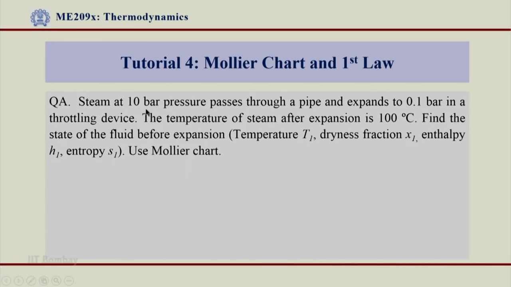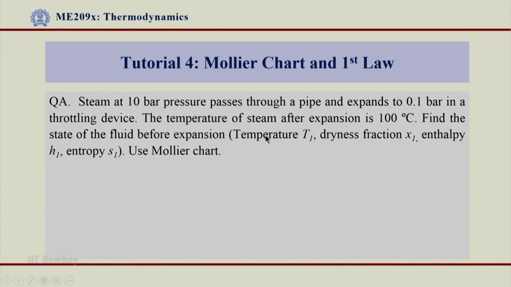Please understand the problem. Steam at 10 bar pressure passes through a pipe and expands to 0.1 bar in a throttling device. So, the state at 1 is going to be 10 bar and the state after expansion is going to be 0.1 bar, and this process of expansion is by a throttling device, which means it is an isenthalpic process. Enthalpy remains constant from 1 to 2. The temperature of steam after expansion is 100 degrees centigrade. So, we know the pressure P2 and we know the temperature T2. Find the state of the fluid before expansion.